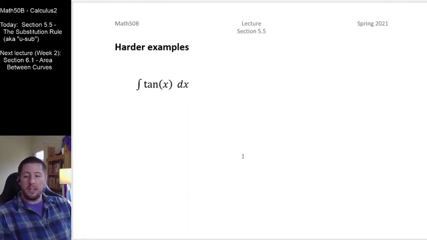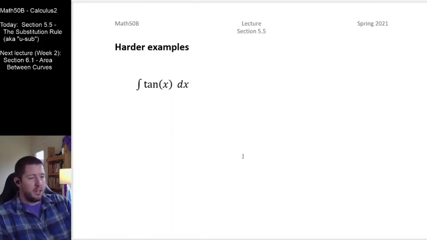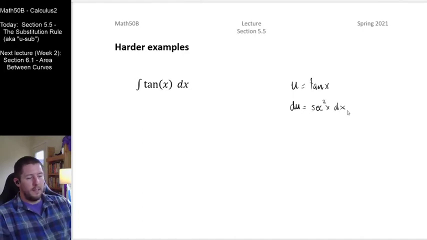So what we should ask ourselves then is, well, what are we going to do, right? Does this look like some form of u sub that I could do right here? Like, for example, should I do something like u equals tan x? If I did, then I would get du equals secant squared x dx. Is that going to work?